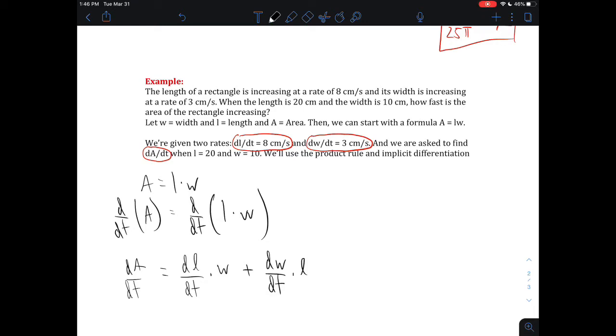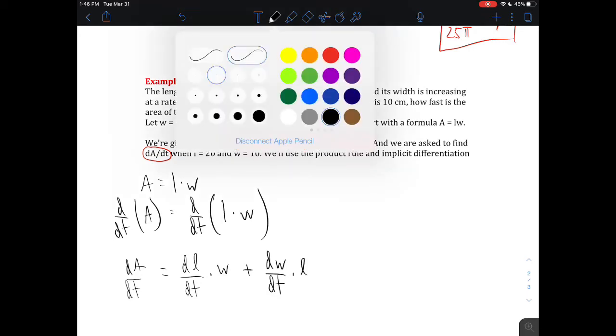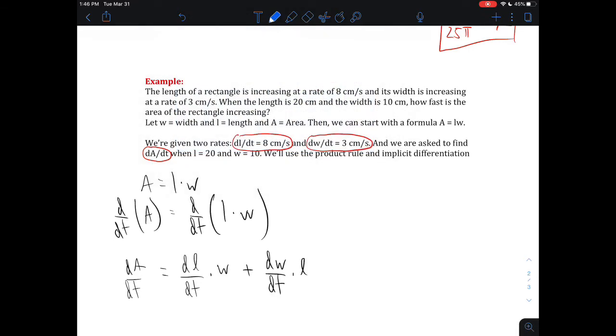So that's the product rule, and the implicit differentiation is the fact that we are differentiating each of these variables with respect to a fourth independent variable. And so now I can take everything that we were given. We know what dL/dt is, what dW/dt is, and we know that we're looking at a specific moment when the length is 20 and the width is 10. So I'm going to plug all of those in.